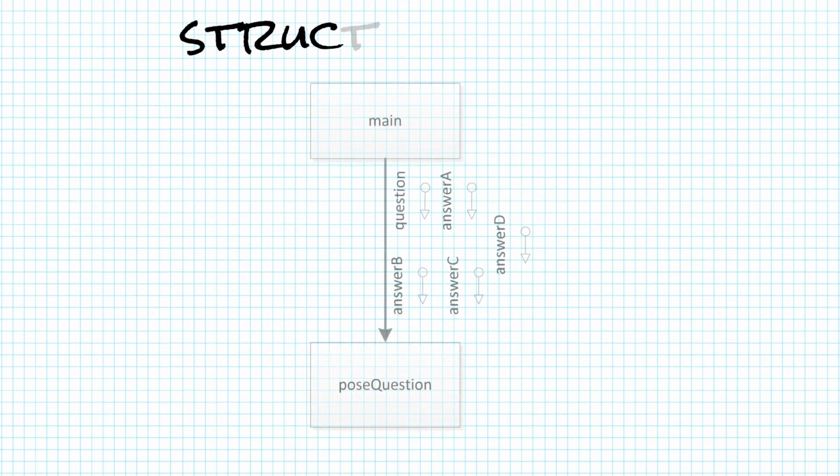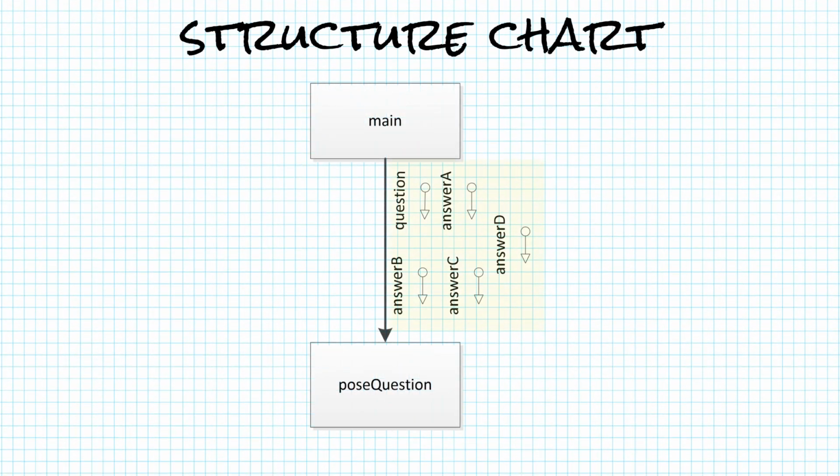Here's the updated structure chart. Notice that now we see some data flows, circles with arrows, flowing along our arrow from main to poseQuestion. Those data flows are labeled question, answerA, answerB, answerC, and answerD. The arrows on the data flows show that those values are going from main into poseQuestion. This is how we show parameters in a structure chart. Parameters specialize how a method operates and give it the data it needs to complete its task.